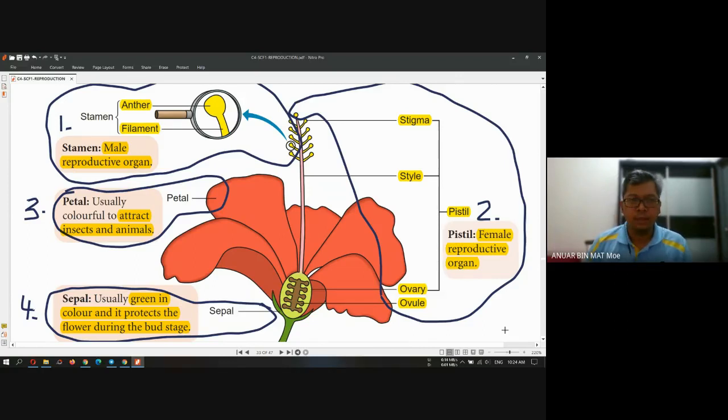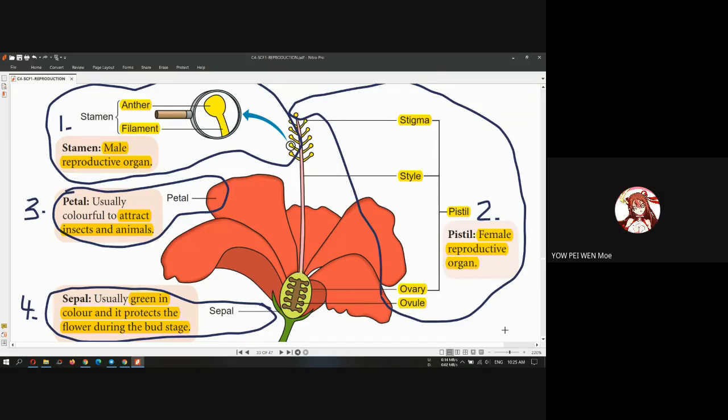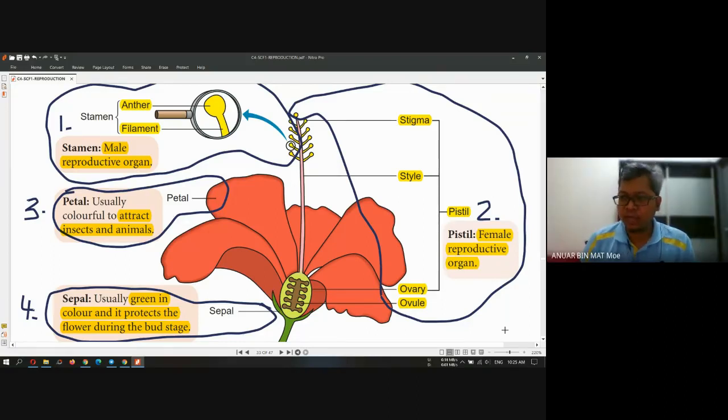So my question is, is this sexual reproduction or asexual reproduction? Sexual or asexual, class? Sexual. Okay, very good. Thank you for your answer. This is sexual reproduction because it involves male and female. Yes, very good. Since male and female are involved, we call it sexual reproduction, right? Okay, good. Next one.